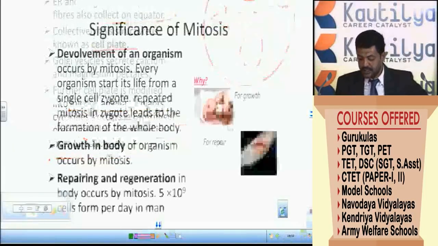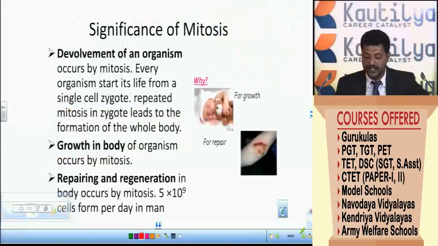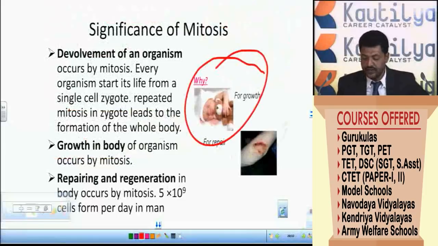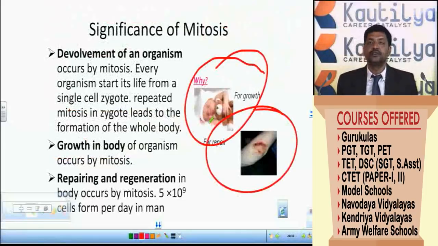So now let us see the significance of mitosis. For growth it is required, for repair it is required. Wound healing, growth and development take place by means of division. So let us see the significance of mitosis. First, mitosis is an equational division. It is a homeotypic division. It is a somatic cell division. It is a vegetative type of division.